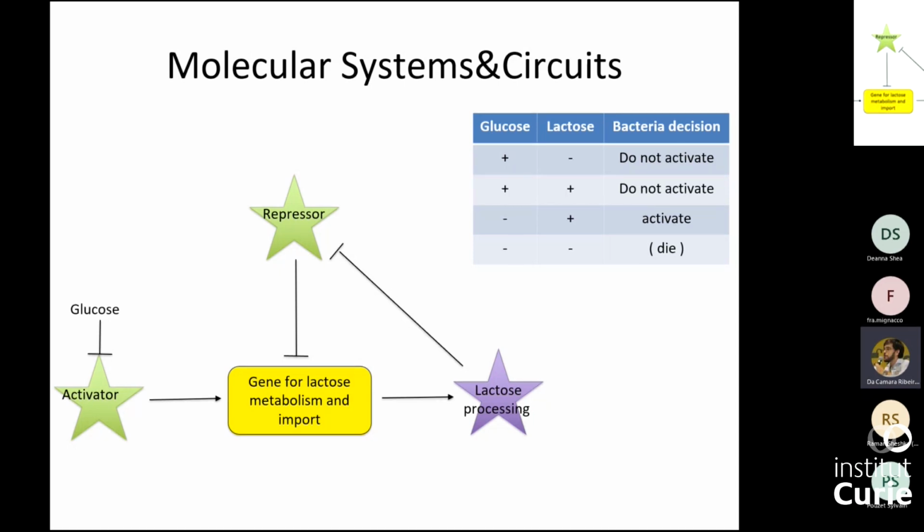So you can look at it: if there is glucose, for example, the activator is repressed, and then whether or not you have lactose, you don't activate the system because this is repressed. There is no activation, right? On the other hand, if there is no glucose, this gets activated, and the repressor, in the presence of lactose, is repressed. So this is a double negative, comes down to an activation, and the system lights on.